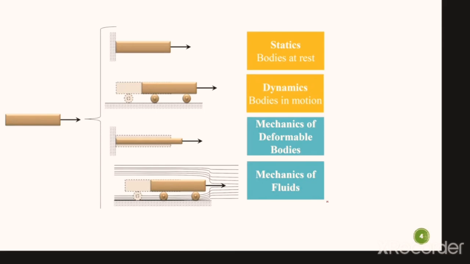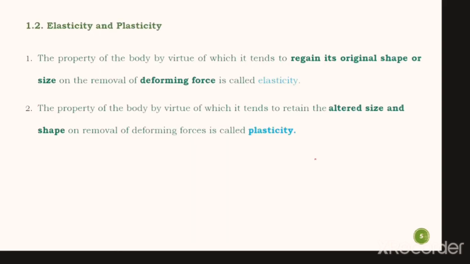So this figure here represents the same thing which I have told you in the previous slide. Fluid mechanics is nothing but dealing with the behavior of fluids, and deformable bodies and rigid bodies deal with solid bodies. So let's come to the two basic definitions of this subject. Before going into further topics, you need to understand the meaning of elasticity and plasticity.